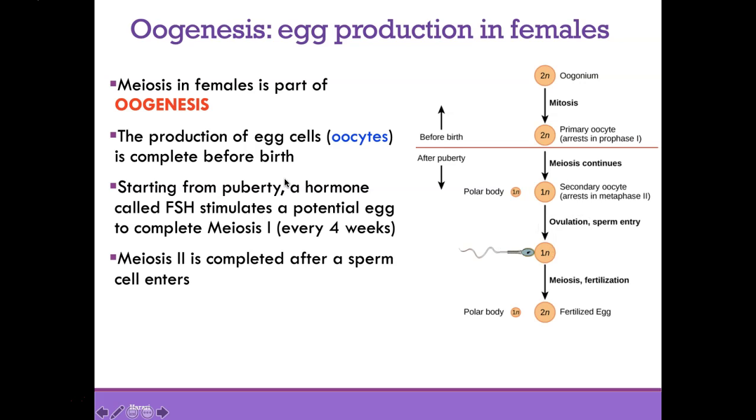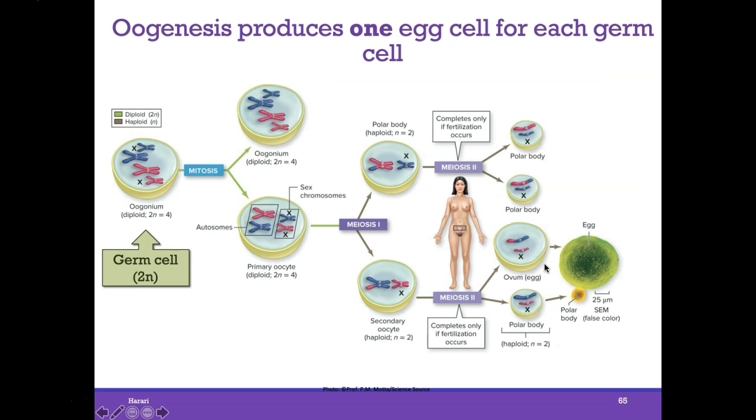So once the hormone is released, FSH, and meiosis is continued to Metaphase II, that oocyte is basically waiting for a sperm. Only if a sperm enters will meiosis II be completed, and will the egg be able to be fertilized. What's interesting is that after we start off with one oocyte, we only get one egg at the end of oogenesis. This is different than in spermatogenesis.